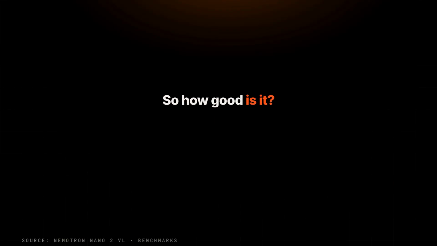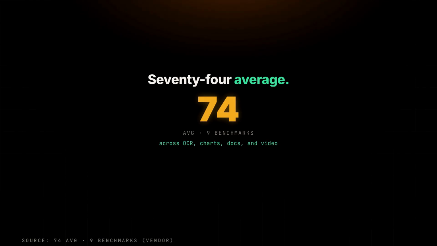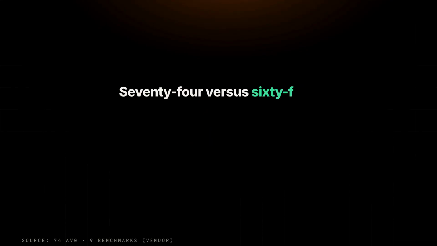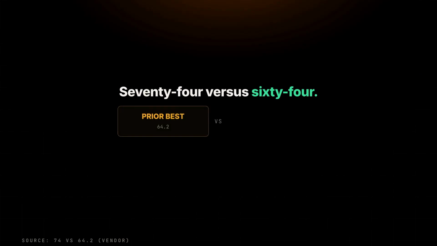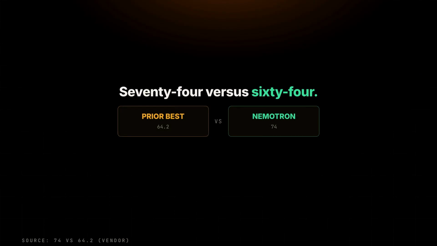So, the real question, is it actually any good? NVIDIA ran it across 9 of the hardest vision and document benchmarks in the entire field. The headline number is a 74 average. That single score spans OCR, charts, documents, and video understanding, all rolled together into one clean figure. For context, the previous open leader averaged 64.2 on that very same suite. This is close to a 10-point jump, and it arrived in a single model generation.